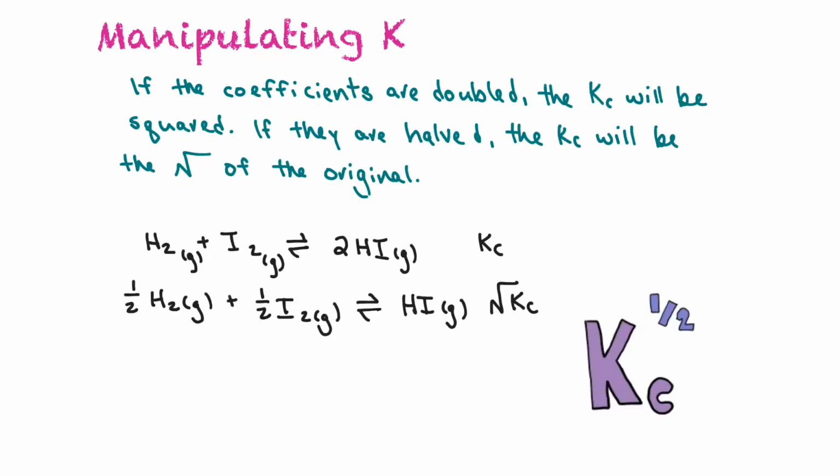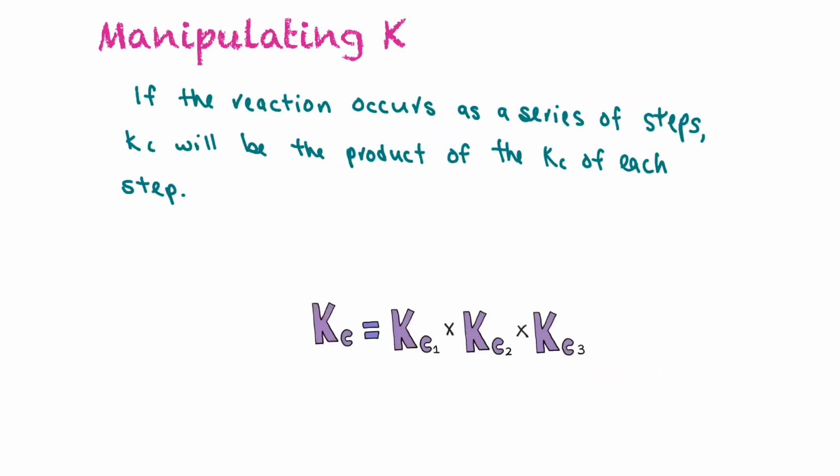Also, if you double the coefficients, the equilibrium constant would be squared. If you halve the coefficients, it would be the square root of the original, and so on. So in this case, if we had this, and we took the forward reaction but halved each of the coefficients, the Kc would be the square root, or to the power of a half. Also, if the reaction occurs as a series of steps, the equilibrium constant would be the product of the equilibrium constants of each of those individual steps.